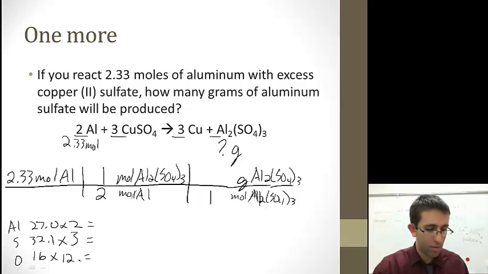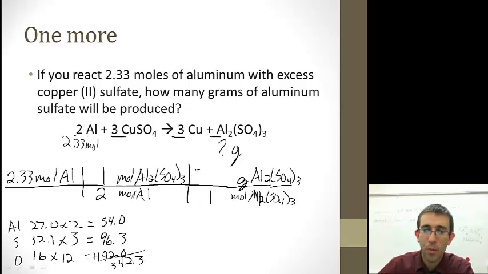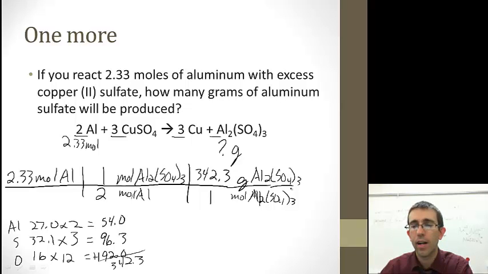So here we go. 27 times 2 is our 54.0. 32.1 times 3 is going to give me 96.3. And 16 times 12 is going to give me 192.0. I'm now going to add all these up. 54 plus 96.3 plus 192. And when I added these up, I got 342.3. So mass from the periodic table, 342.3, goes right here.